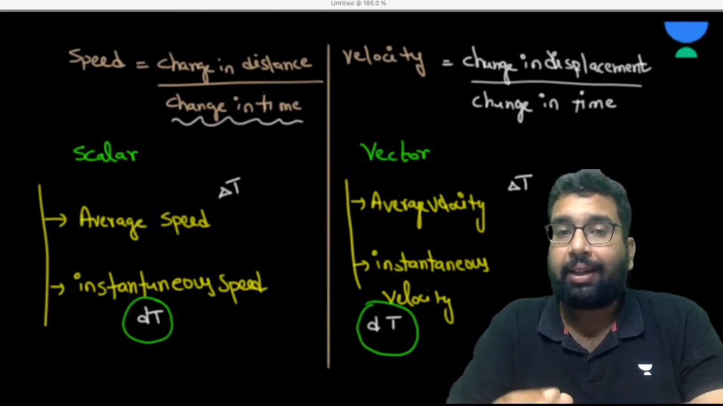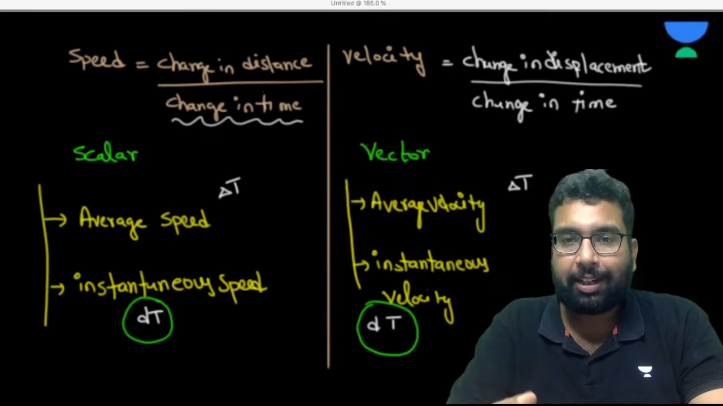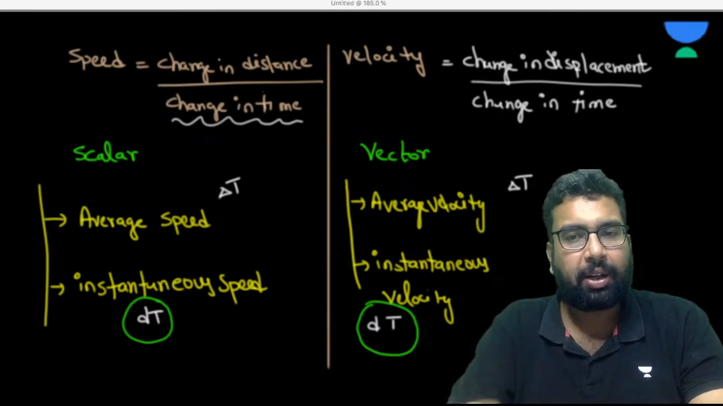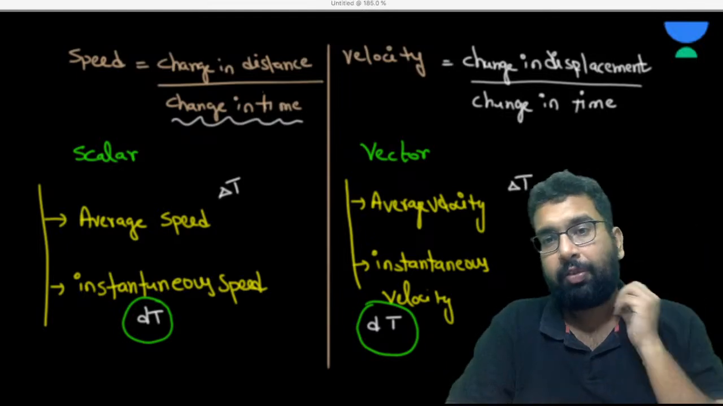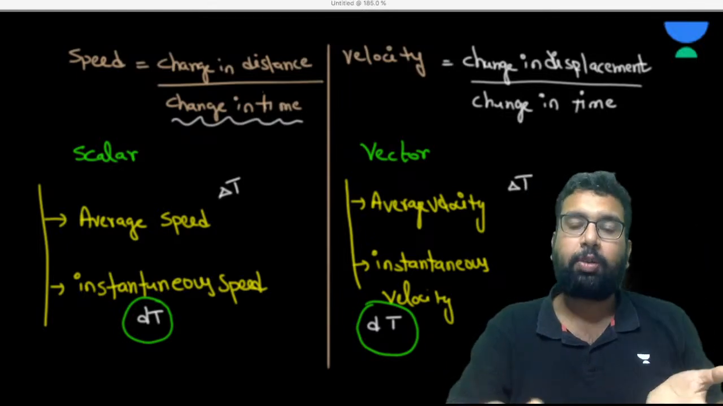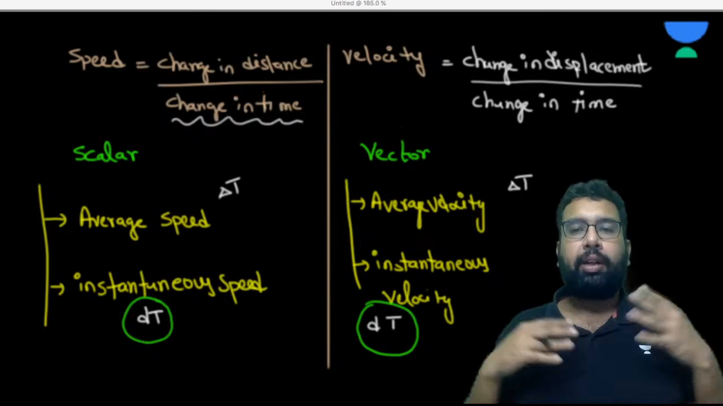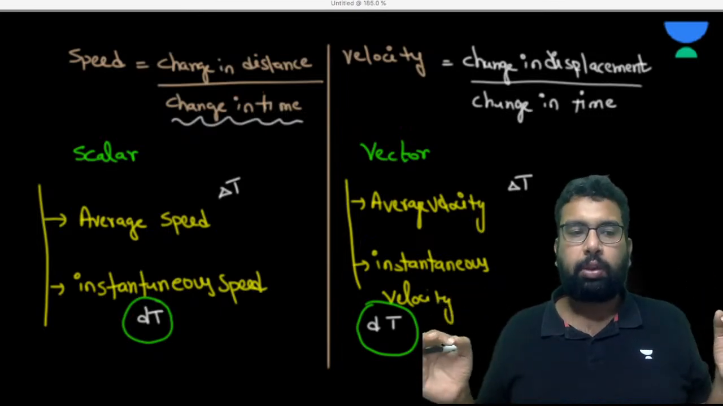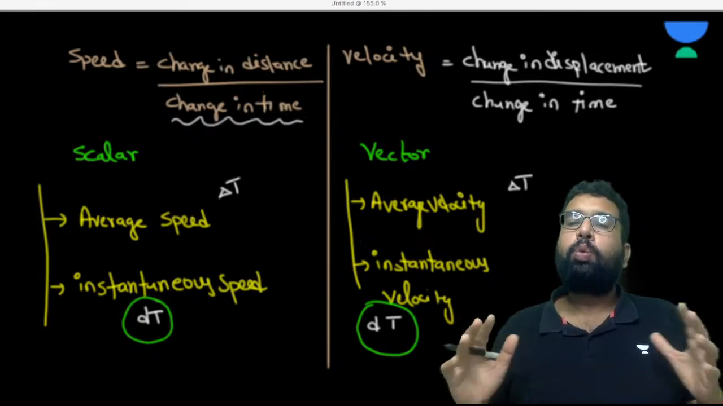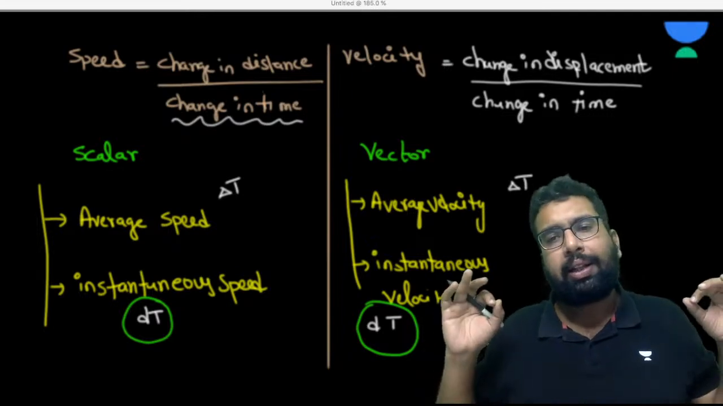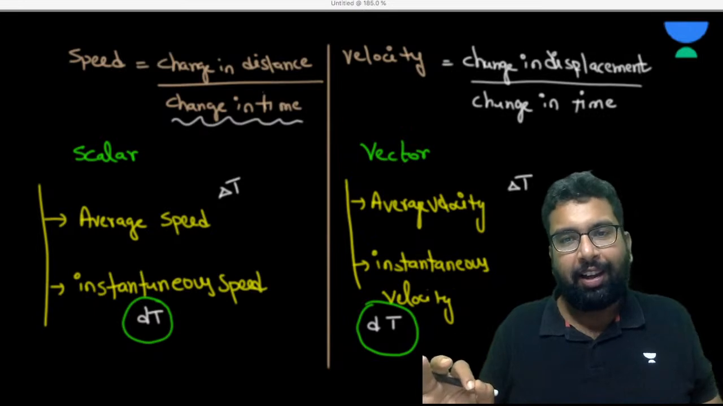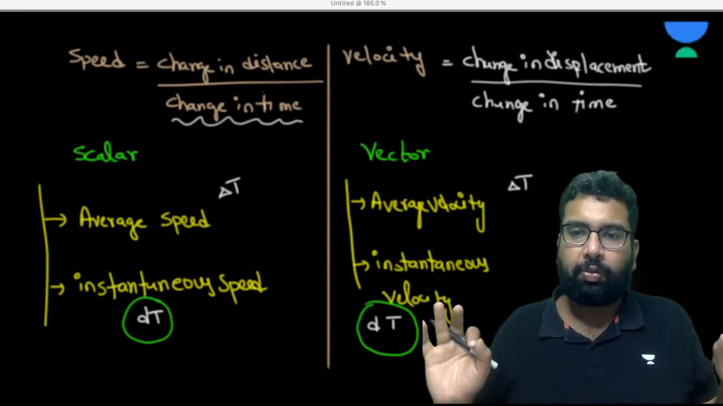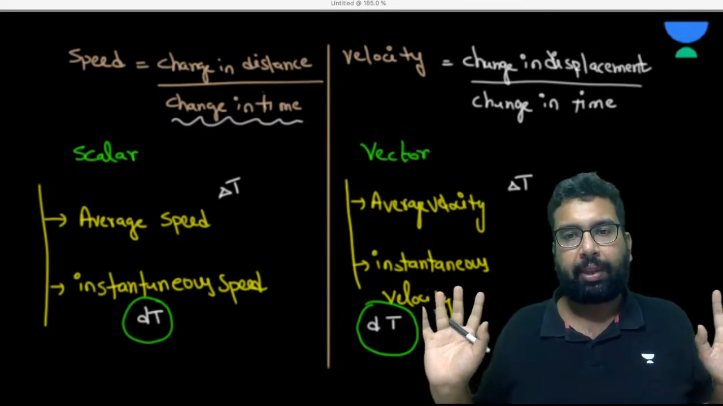So for understanding the concept of instantaneous speed and instantaneous velocity, you will need some concepts of differentiation. Where will we learn differentiation? We are biology students, so I'll be coming up with a session on mathematical tools. There I'll tell you only that amount of differentiation that is required for your preparation of physics in context of NEET, right?